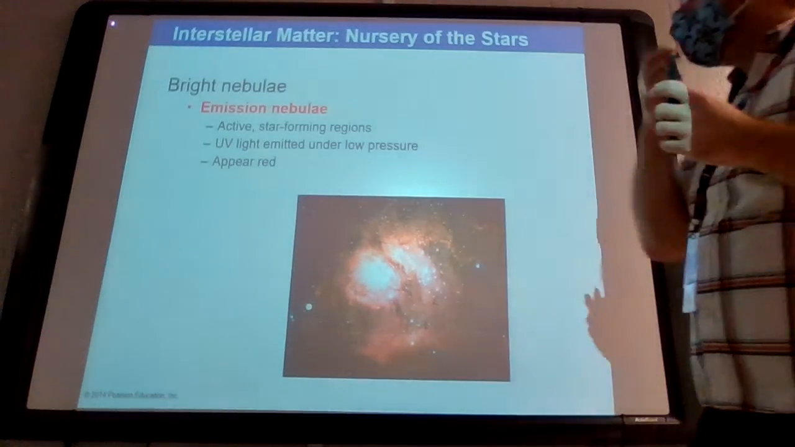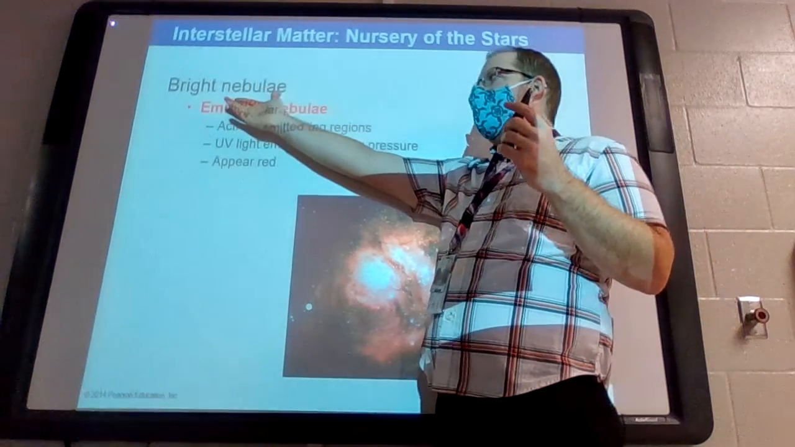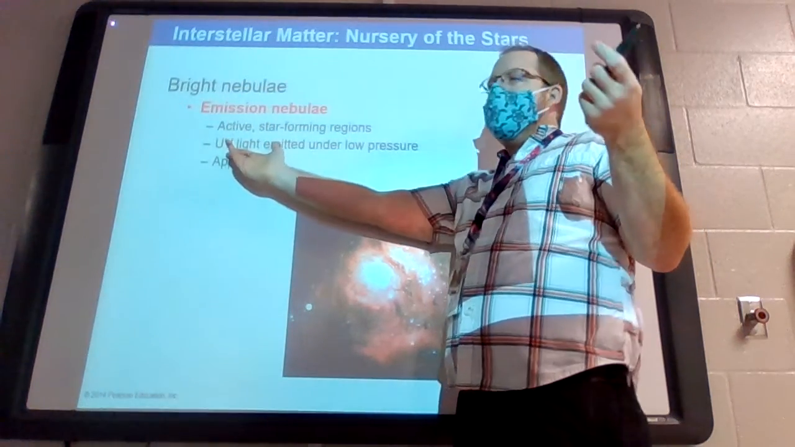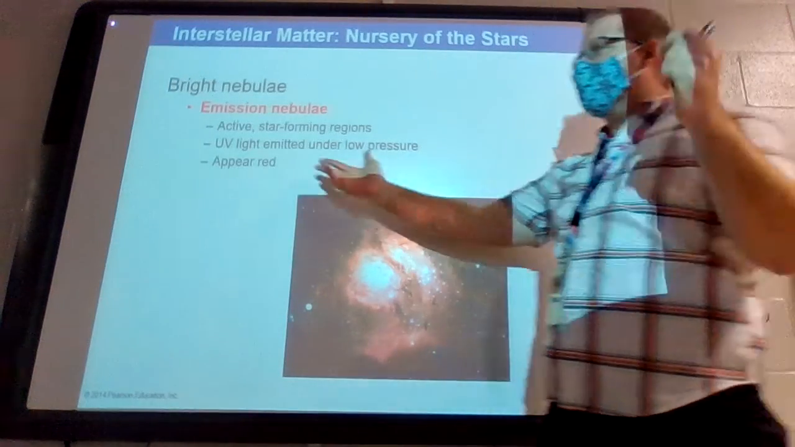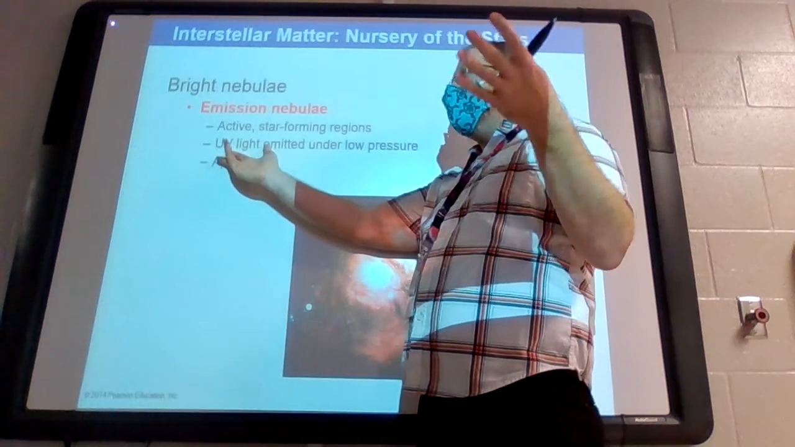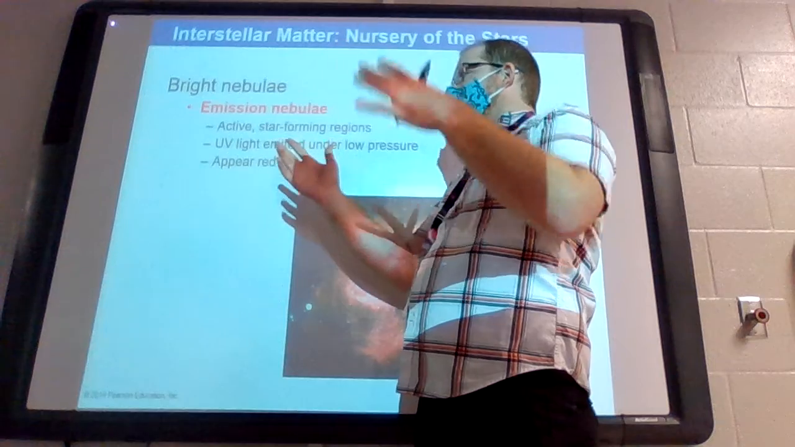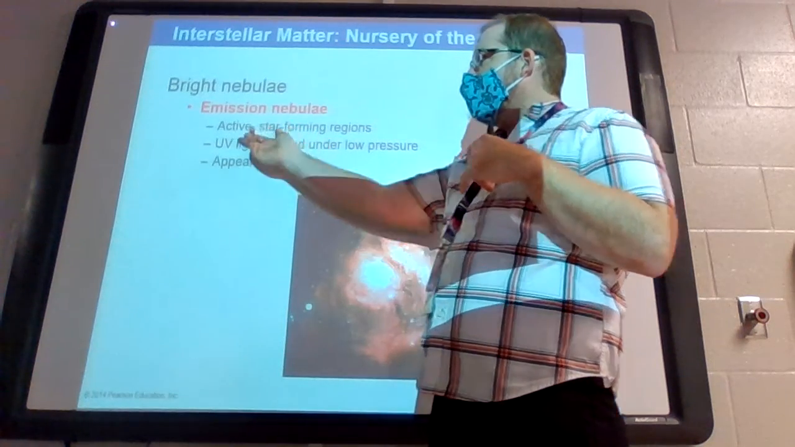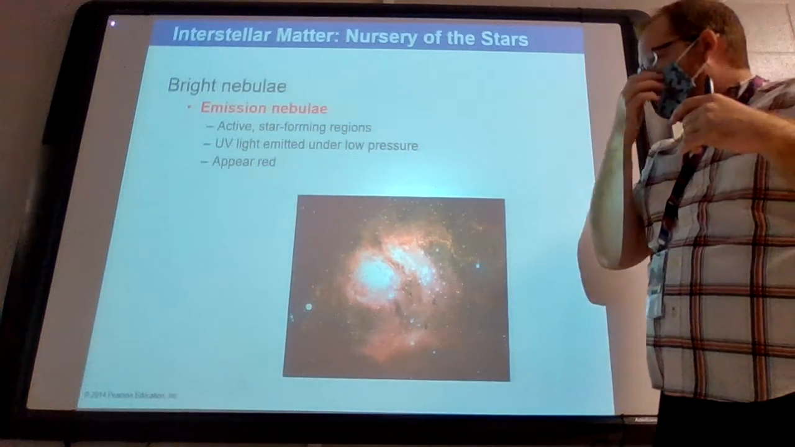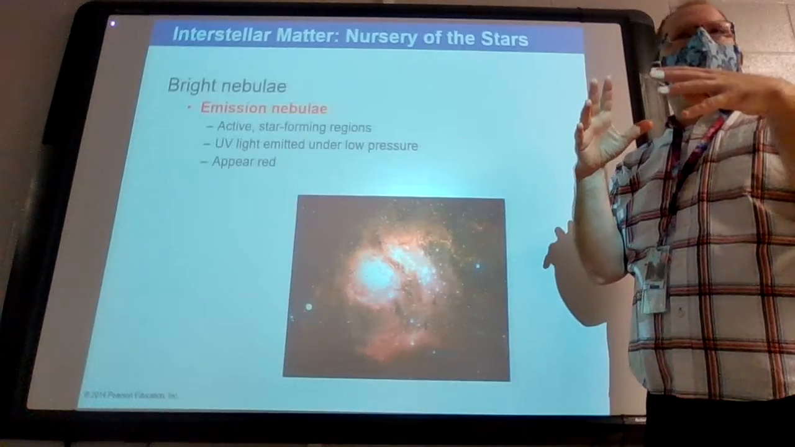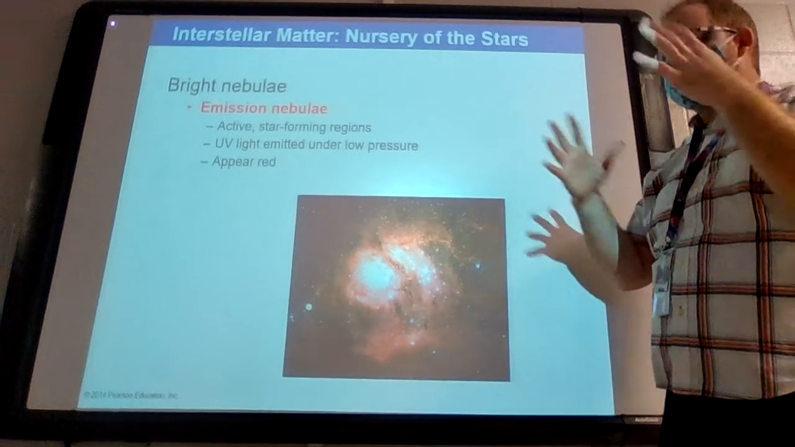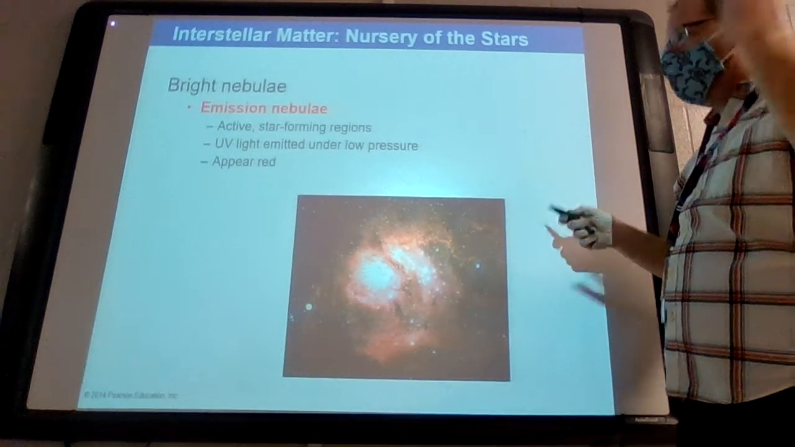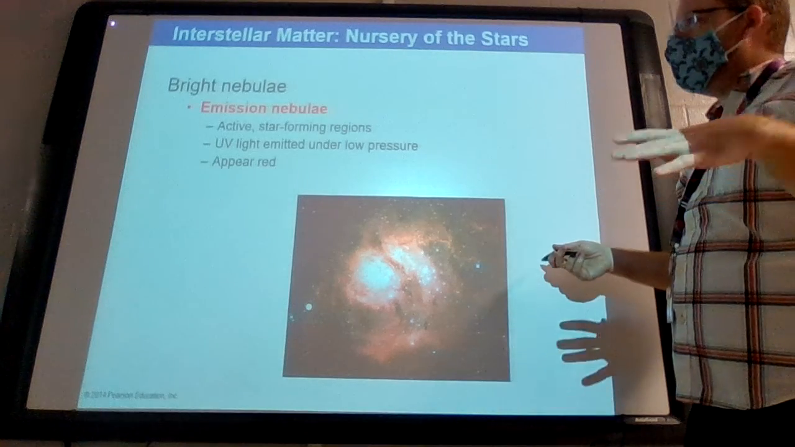Now, they're going to go through a couple different ones. They have bright nebulae, which release UV light. They appear more red because of the UV light that they emit. So UV is on the red side of the spectrum. They're active star-forming regions. So these are like condensing down and starting to produce fusion on the inside. And maybe one day in the far future, we'll end up becoming a star.